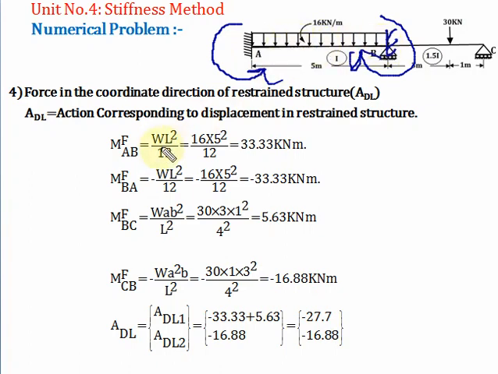As it is in anti-clockwise direction, it is plus, and the load given is a uniformly distributed load. For a uniformly distributed load, the fixed moment is WL square by 12. Here the value of W is 16 and the length of the member is 5. So 16 into 5 square by 12 gives 33.33 kilonewton meter.